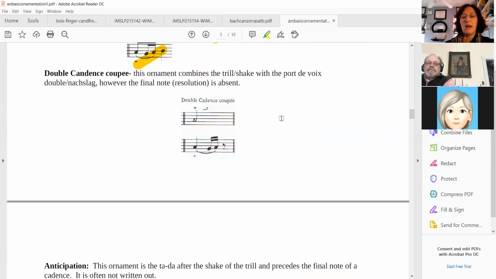The double cadence coupé is another combination symbol that I mostly just see in French music. I don't see this often in German music, and I definitely don't see it in Italian music. We'll be talking about the Italians later on in the year. This is a trill followed by a small little Nachschlag, except you don't end. There's no final note. There's no resolution to this hot mess. It's like, quick, somebody play the B. Somebody play the B. End our misery. All right. So that one you don't see all that often.